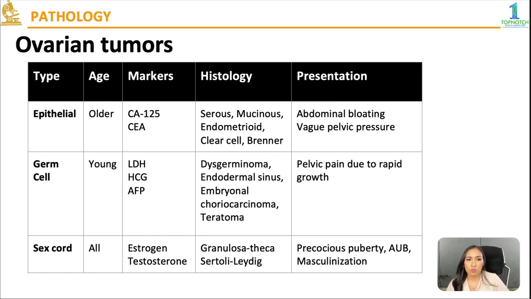For epithelial, usually abdominal pressure, bloating. Whereas in germ cell, there's also pelvic pain due to rapid growth. Ang pinaka-characteristic dyan yung sa sex cord stromal, no? Because it produces estrogen and testosterone, you have precocious puberty, AUB, and masculinization.